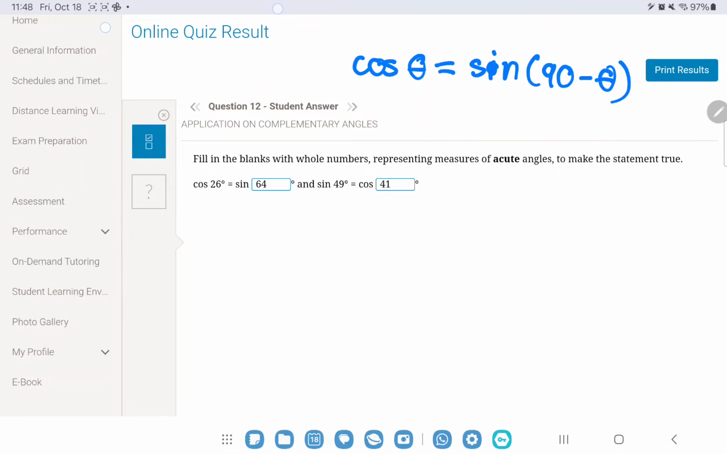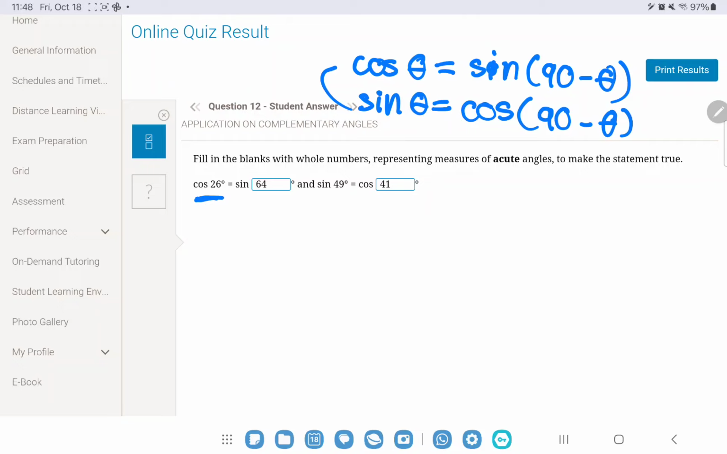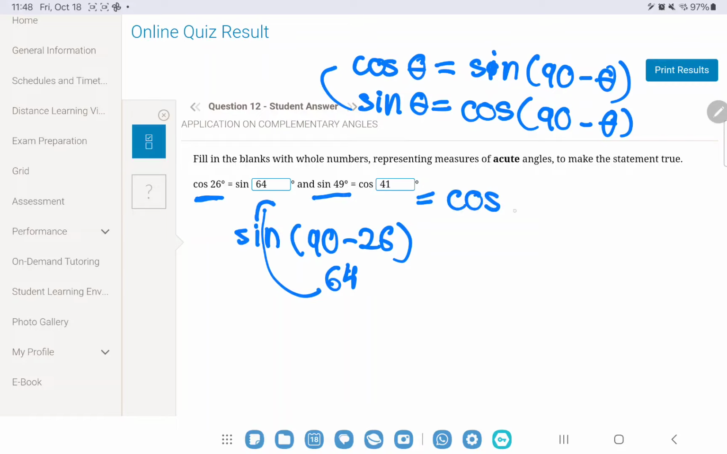Anyways, so sine theta equals cosine 90 minus theta. So now using these two rules, let's solve. Cosine of 26 is sine 90 minus 26, which gives you 64, and that's this part. Now sine 49 is equal to cosine 90 minus 49, which is going to be 41, and that's your answer. So that's how you solve these questions.